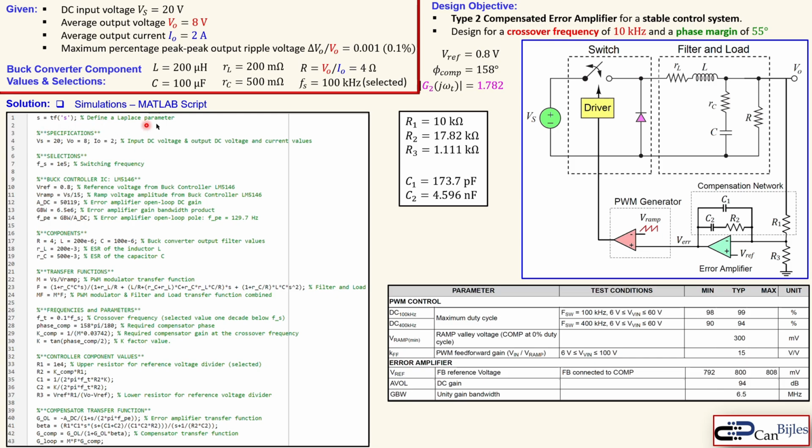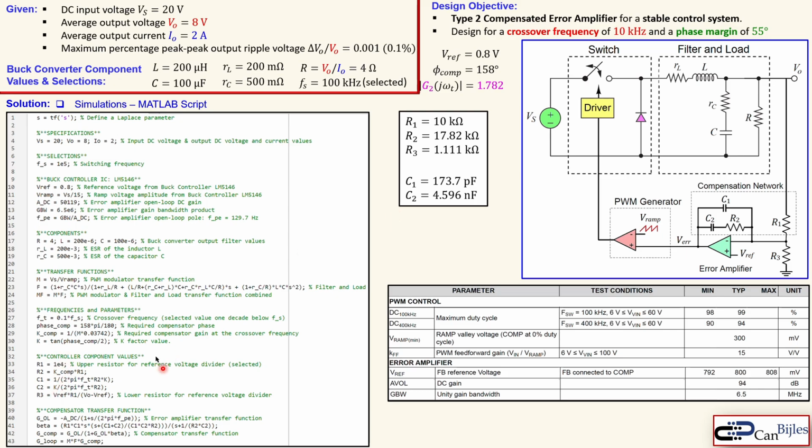You see here the definition of the Laplace parameter again. These are the specifications for our design here. You see the switching frequency. These are the buck controller IC parameters, and the components for our buck converter. And there is also here the transfer function for the modulator, the filter, and also the filter times the modulator. And the frequencies we have selected and also calculated. So the unit gain frequency or the crossover frequency is 0.1, so 10 times smaller than the switching frequency, which is just a selection. And all the other values are calculated here and given.